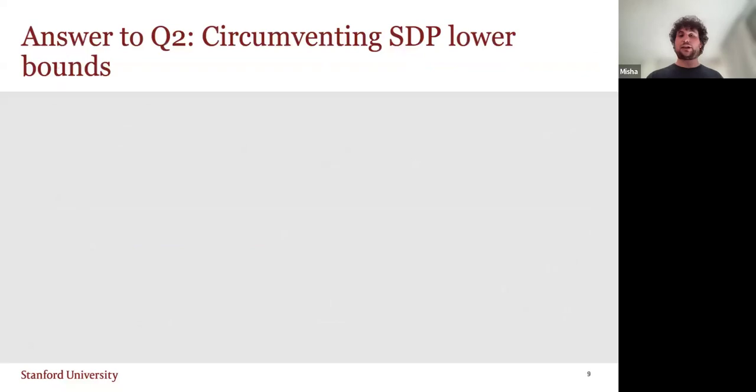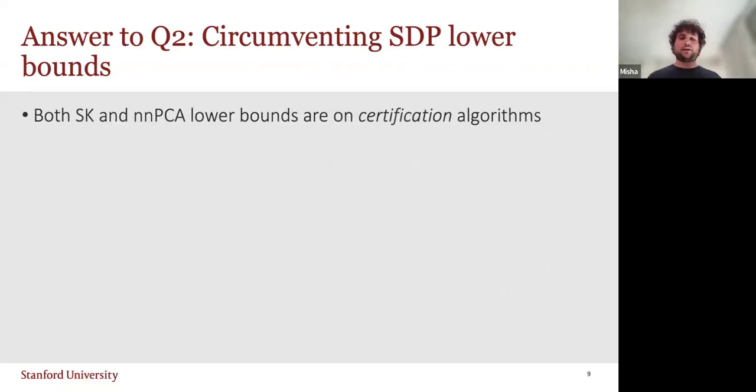Now, given that, let's answer question 2. Why were we able to circumvent SDP lower bounds and do it in such a way where we could even add robustness? It turns out that the two are intertwined. And the key is that the lower bounds that I talked about prior are on certification algorithms. Not on all SDP-based algorithms, just on certification algorithms.